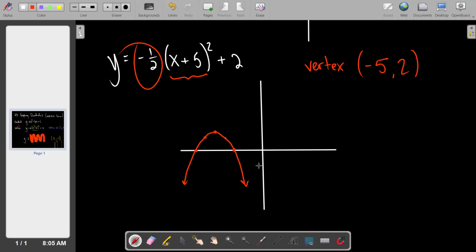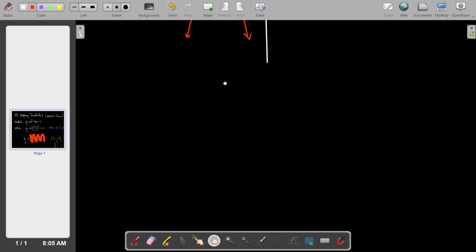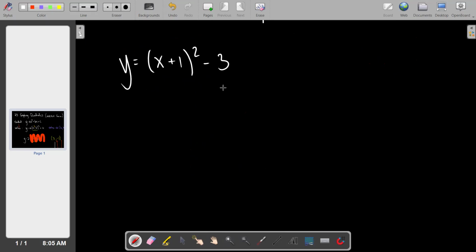Okay. You're always going to spend your time on the math of the build with vertex form. I mean, unless it's a default one like this. If I had like y equals just x plus 1 squared minus 3, I mean, this is easy peasy, right? First off, where's the vertex?